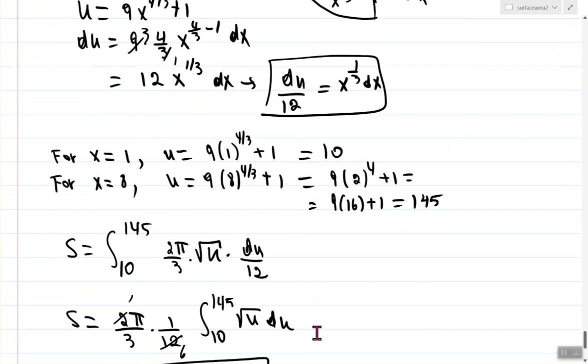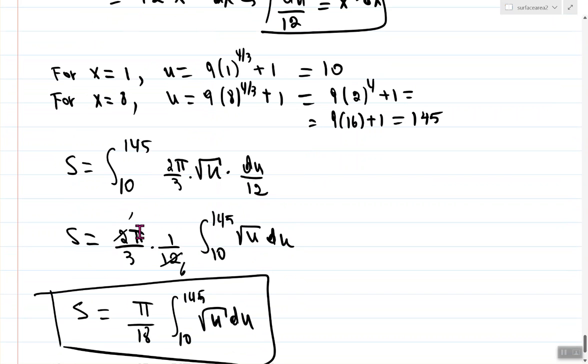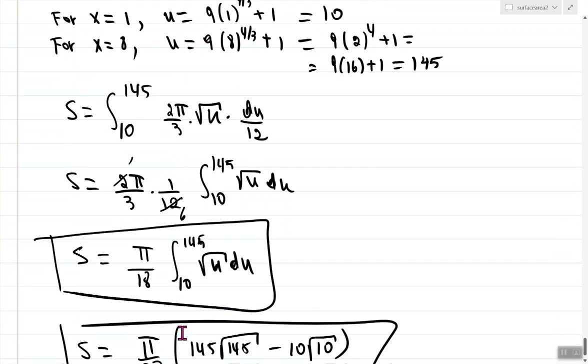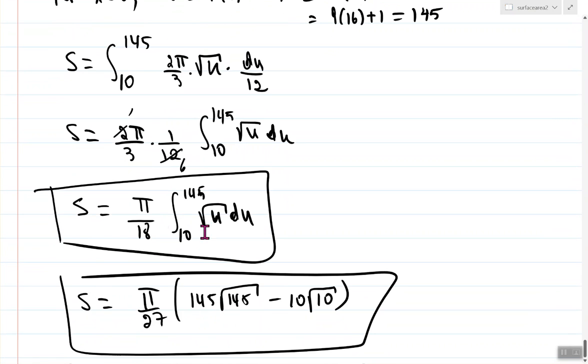Now that kind of reminds you of what you just did. So you get this, the u integral. So again, you bring 1 over 12 and then 1 over 3 outside, and then 2 pi, and then simplify, and then you integrate the square root of u. You end up with this because we already did this.